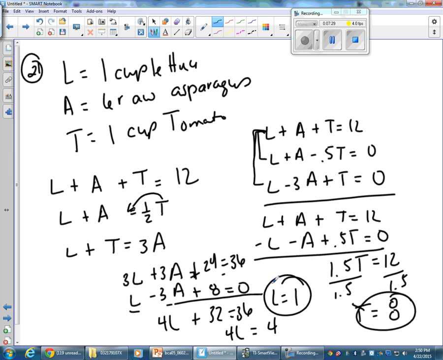So 1 gram of carbohydrate in a serving of lettuce, 8 in a serving of tomatoes, and remember our starting equation, there's a total of 12 carbohydrates. If the lettuce has 1 and the tomatoes have 8, adding up to 12, that means the asparagus serving would have to have 3 grams of carbohydrates. So a cup of lettuce has 1 gram of carbohydrates, 6 asparagus has 3 grams, and 1 cup of tomatoes has 8 grams of carbohydrates.